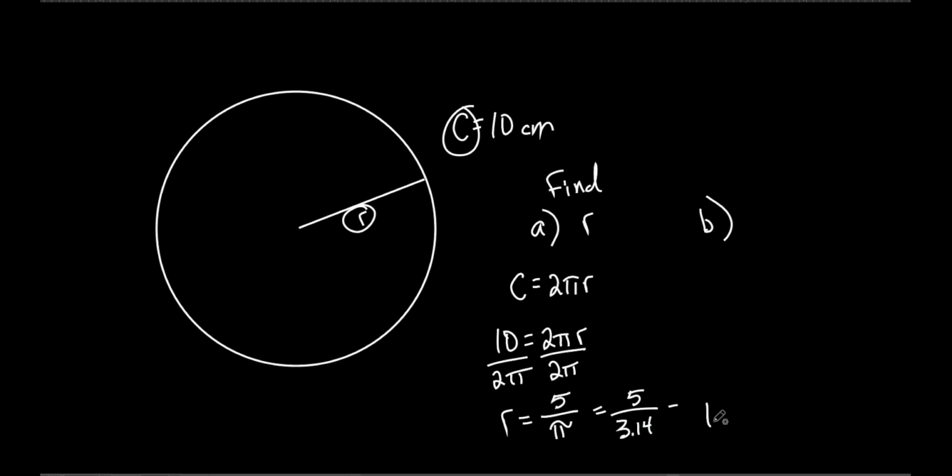And then, if you want to put it into a calculator, you would go 5 over 3.14. Stick that in the calculator. There's no way I could do that in my head. It's 1.59. This is in centimeters, so what's this? Centimeters. So my final answer would be what? Radius equals 1.59 centimeters, and that is the answer.